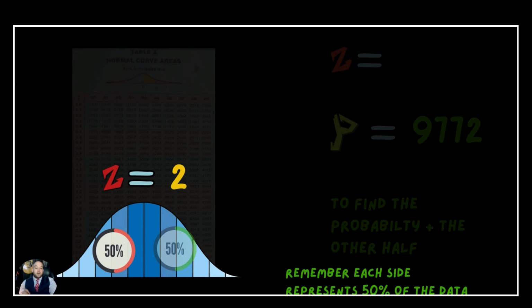Just remember, each side represents 50% of the data at the average point, right? As you're looking at the negative z-values, they're going to be to the left. And as you're looking to the right, that's going to be the 50% of positive z-values.